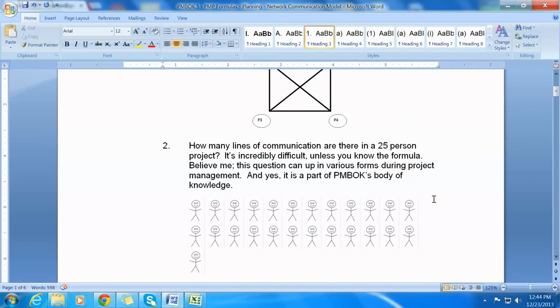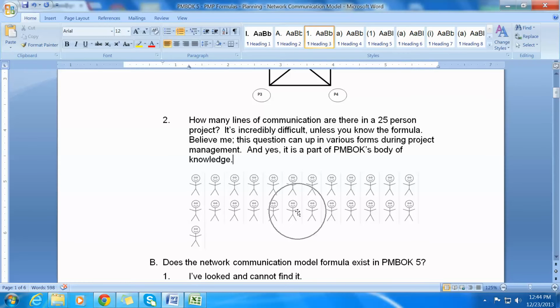Now, that was easy. But how many lines of communication are there in a 25-person project? It's incredibly difficult unless you know the formula that is needed. And believe me, this question can come up in various forms during project management. And yes, it is part of PMBOK's body of knowledge. So once again, how would you calculate the lines of communication for 25 people?